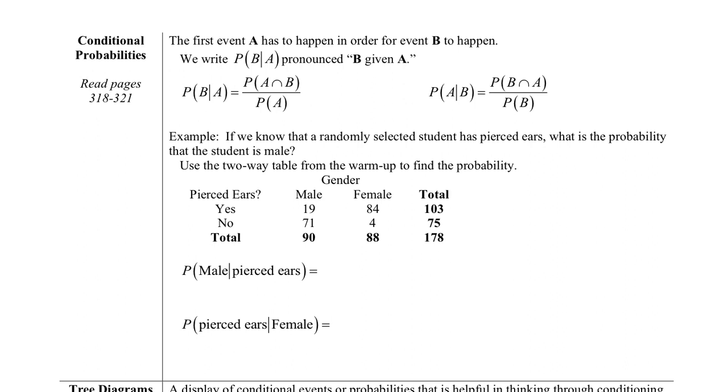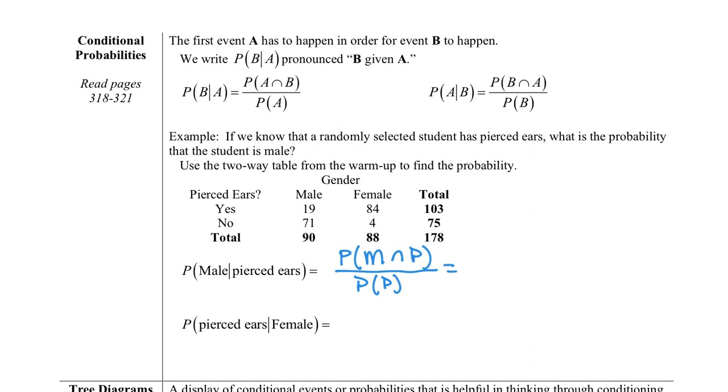Let's go ahead and jump into an example. If we know that a randomly selected student has pierced ears, what's the probability that the student is male? We could set this problem up with the formula. I kind of like to use my intuition a little bit better here. I'll show you what I mean by both of these. So we have the male given pierced ears. So the first thing I would have to set up here is pierced ears. So we want the and. So this would be male and pierced. So we'll say that's a P divided by the given, which is the probability of pierced ears.